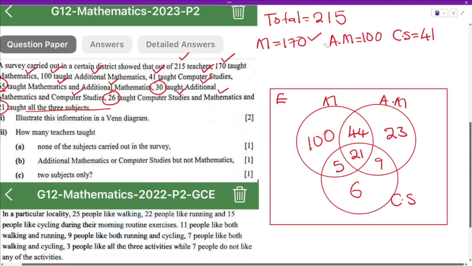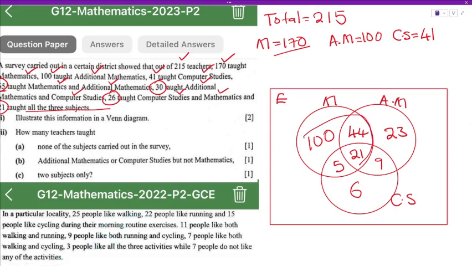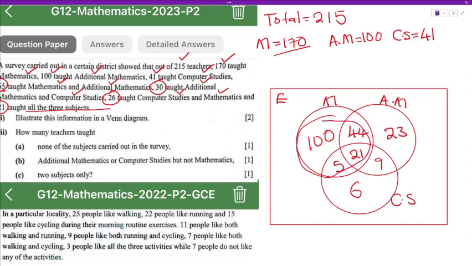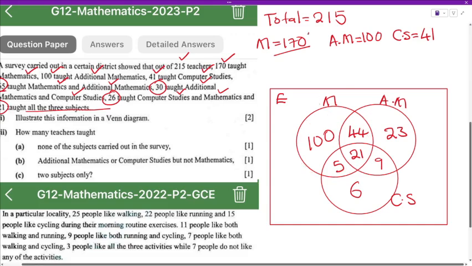Let's start with math. The total should be 170. Let us add everything in math. When you add everything here, are you getting 170? Let us test. So I'm going to say 100 plus 44 plus 21 plus 5. That gives me 170. So when you add everything there, you're getting 170. That tells you the set for math has the correct values.